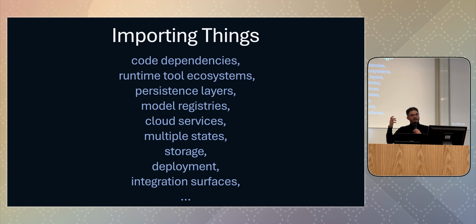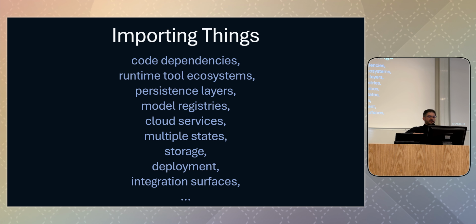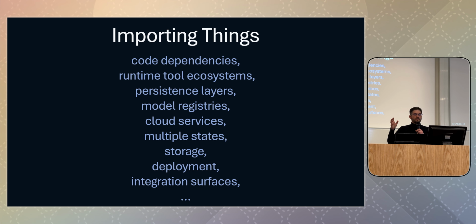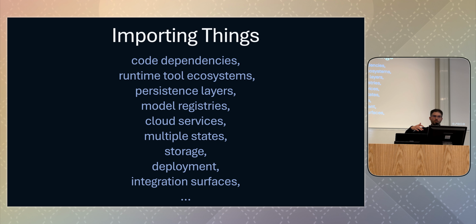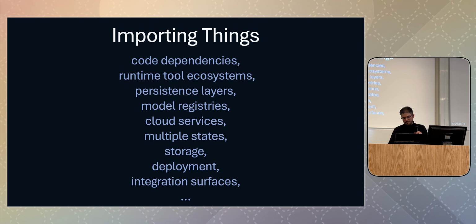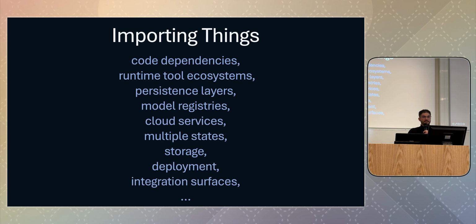The models are called between different services, and they have states. They have to manage storage, different deployment ways. They are integration surfaces. So the layers of dependencies between different software components have just increased like crazy in the last year with the advent of these agentic AI frameworks.